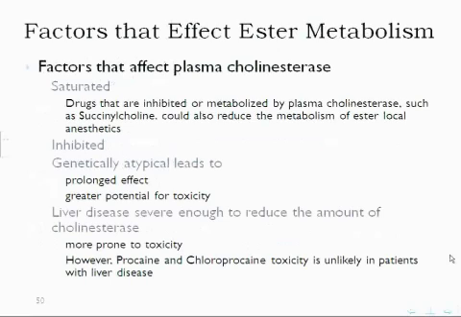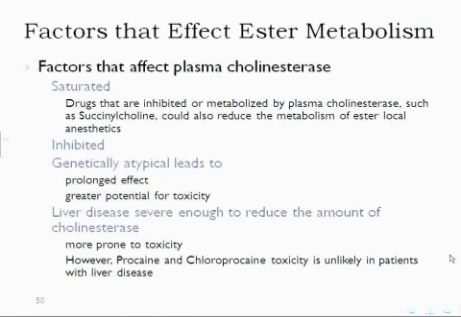Factors that affect ester metabolism are things that affect plasma cholinesterase. So if you can saturate the plasma cholinesterase with another molecule, such as succinylcholine, and then you follow it with an ester, you may get into trouble. If the plasma cholinesterase is already inhibited or it's genetically not typical, you may have significant prolongation of effects of the esters, and they can get into the toxic range and give that person more problems.